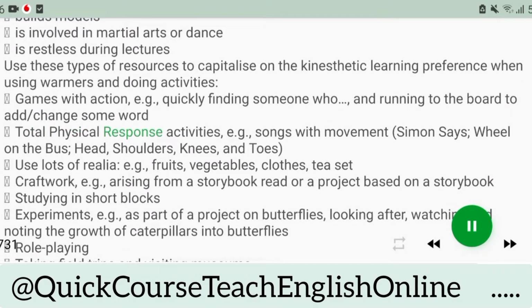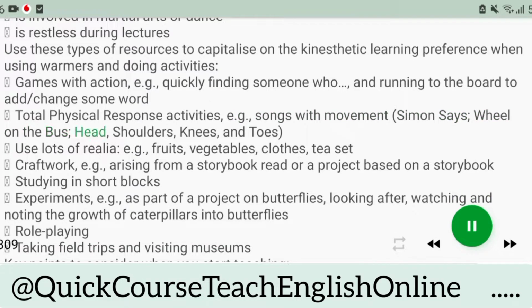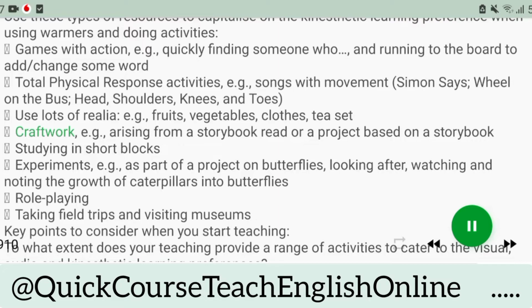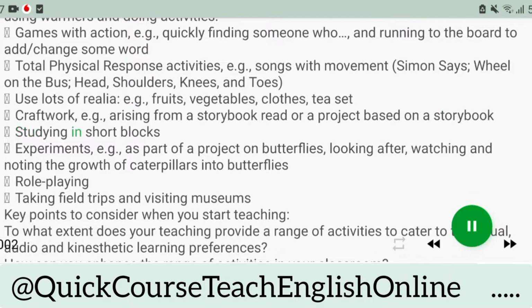Total physical response activities, e.g., songs with movement, Simon Says. Wheel on the bus. Head, shoulders, knees, and toes. Use lots of realia, e.g., fruits, vegetables, clothes, tea set. Craftwork, e.g., arising from a storybook read or a project based on a storybook. Studying in short blocks.